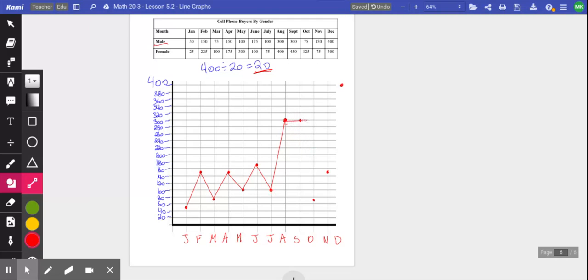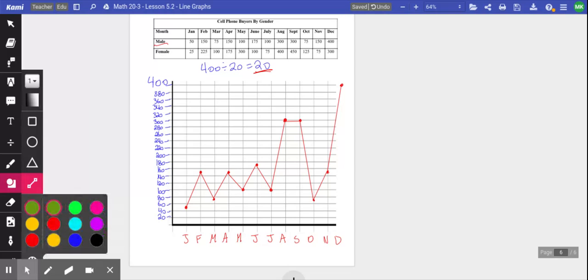This graph represents cell phone buyers by gender. And again, these trends can tell you things, right? Maybe it's telling you when new cell phones come out, right? Or maybe it's telling you when people get Christmas gifts. Notice that it is really high in December, right? You can get information out of this. For the girls' graph, I'm going to do green.